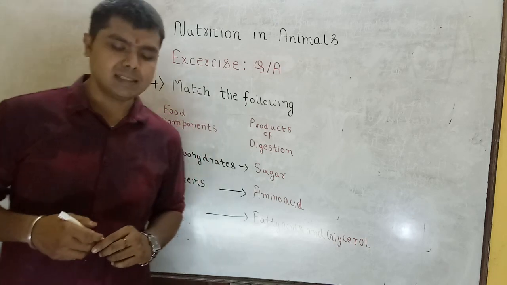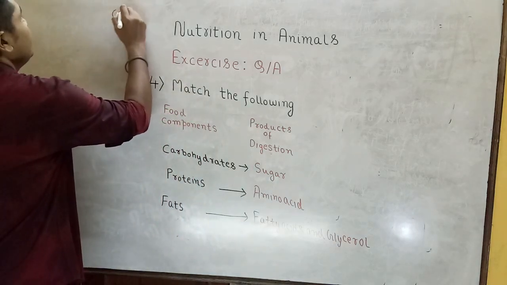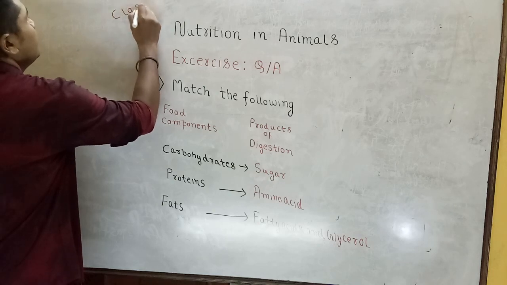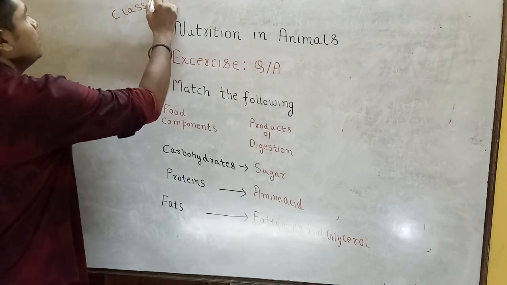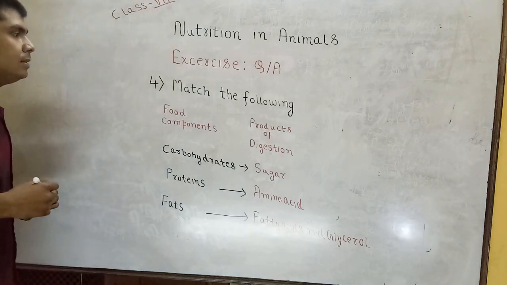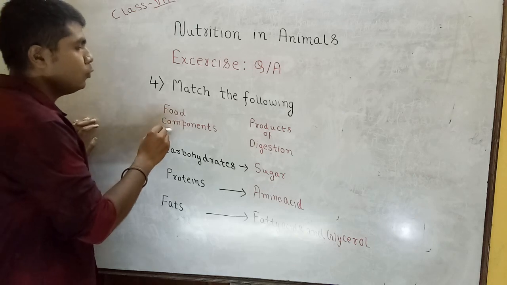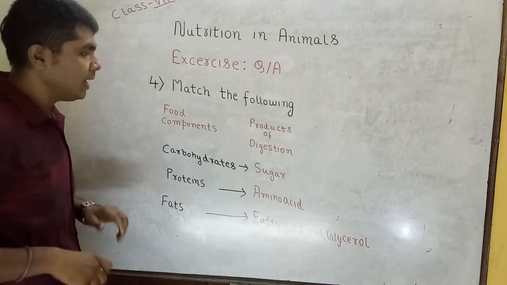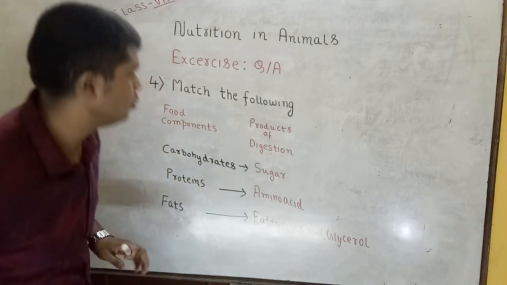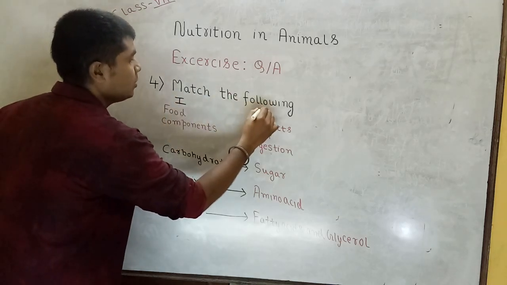In the previous classes, we have discussed up to question number 3. Now, in this class, we will discuss from question number 4. Question number 4 is match the following. It is already given food component in column 1 and products of digestion in column 2. Suppose this is column 1 and 2, it is already matched.